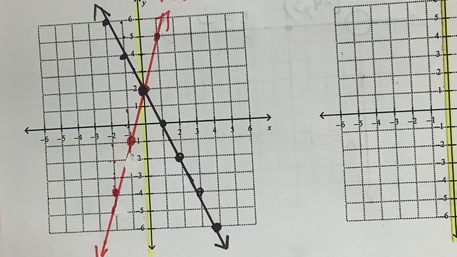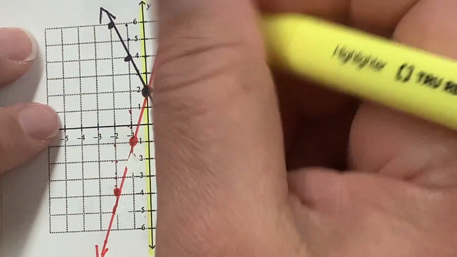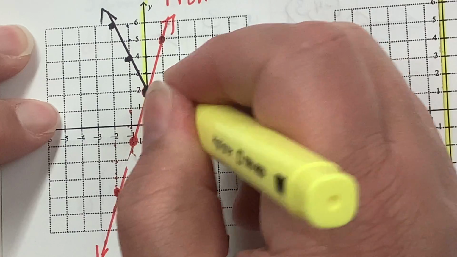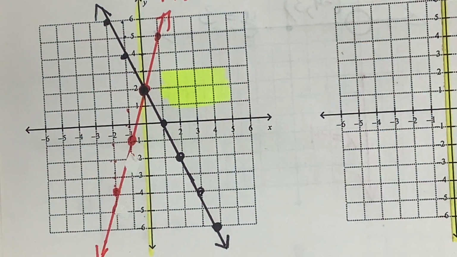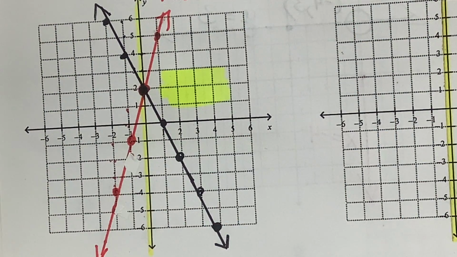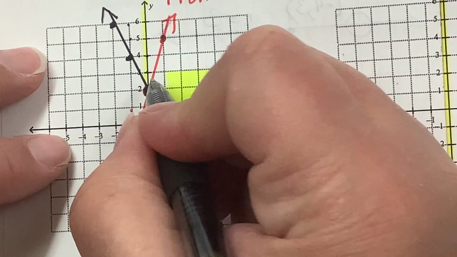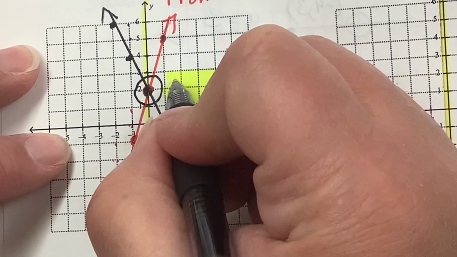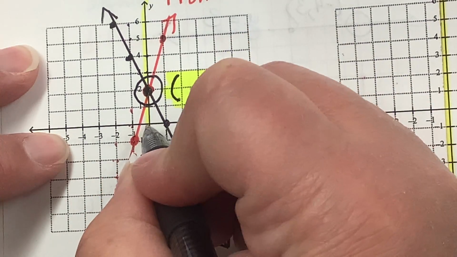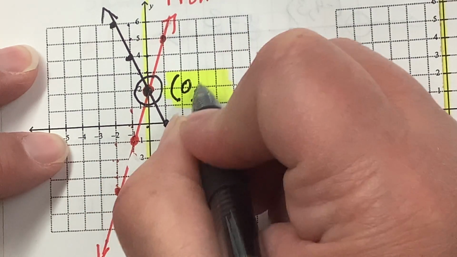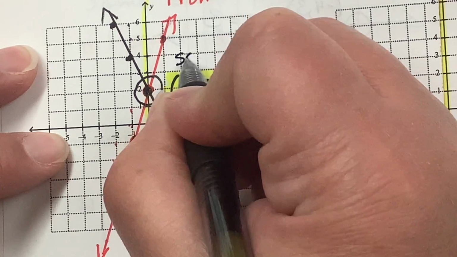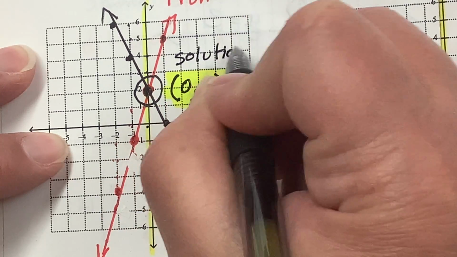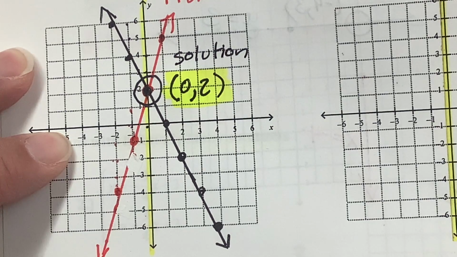But what's the most important part? Right here, where those 2 lines cross. And the 2 lines cross at the solution to the system of equations. Here we go. That is the solution to the system of equations. And what is that point? Well, it's (0, 2). That's my solution. You always have to make it nice and obvious that you know what the solution is. Circle it, highlight where you're writing your answer down.